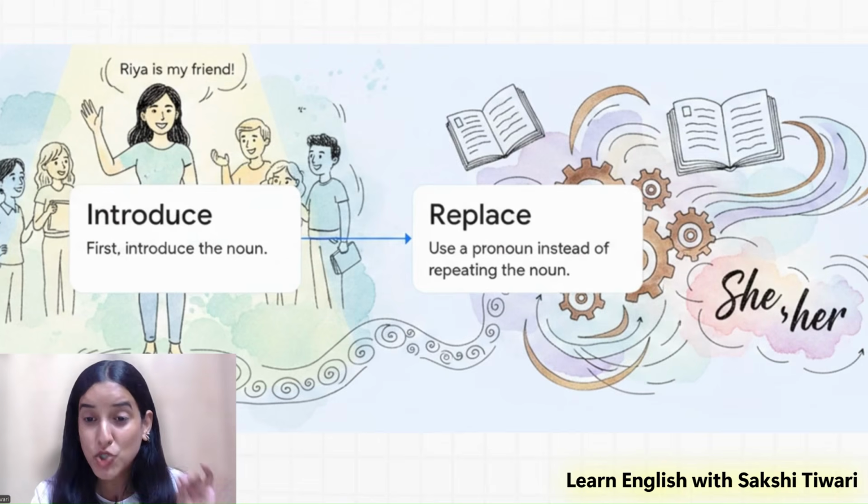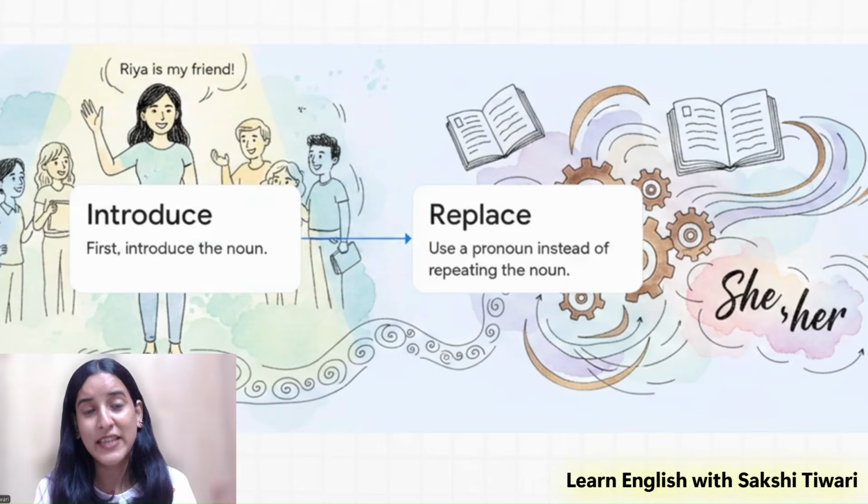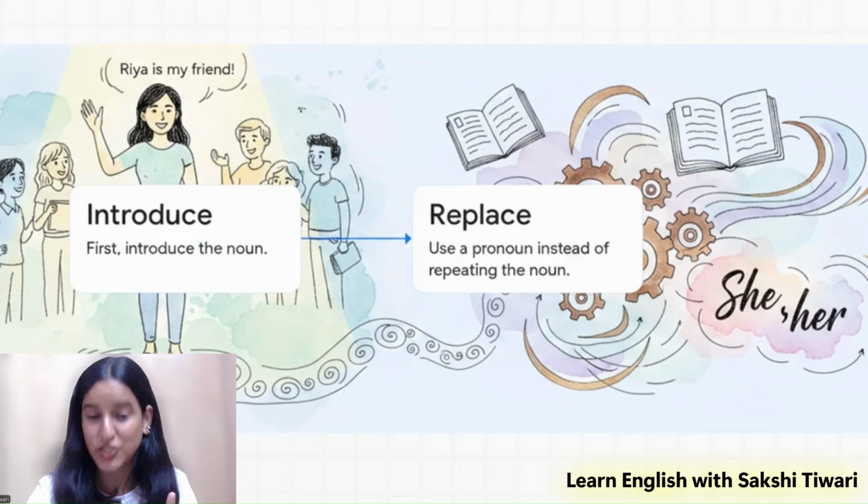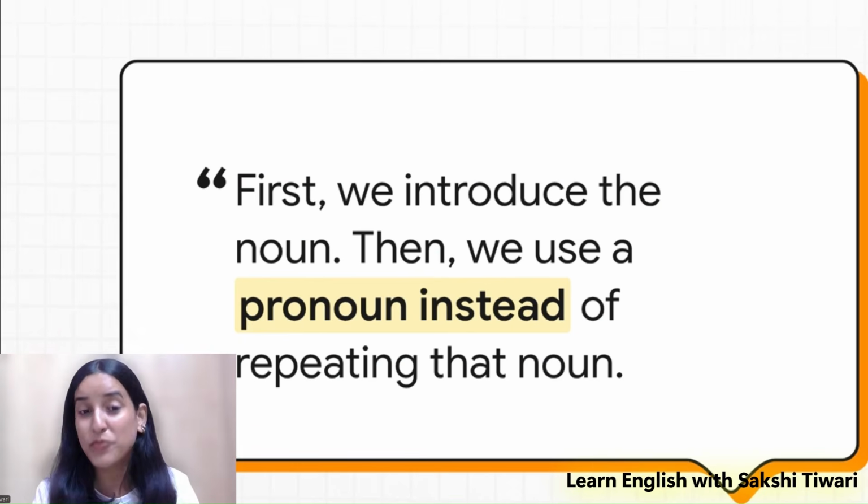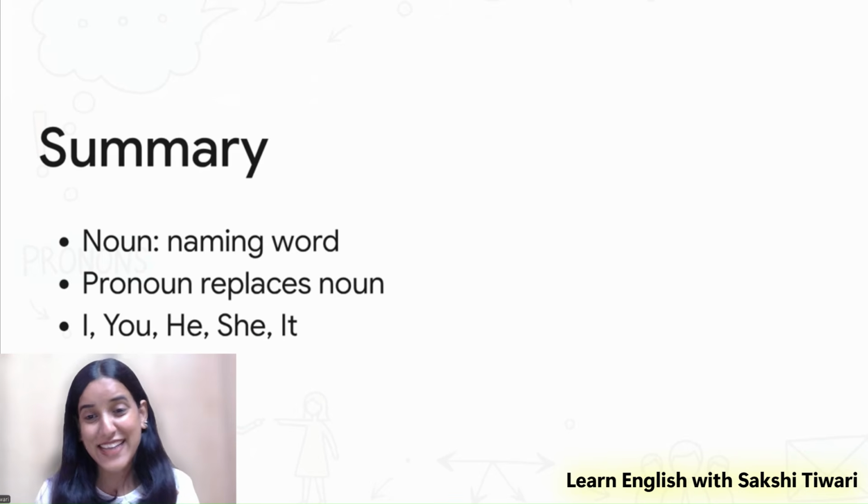So just remember one important rule. A pronoun usually refers to a noun that has already been mentioned. ओके जैसे कि Ria is my friend, she is very kind. So she यहाँ पे क्या refer करता है? Ria के बारे में बताता है, right? So nouns and pronouns, they work like a team. First we introduce the noun, then we use a pronoun instead of repeating that noun. Simple, right? Yes, great.